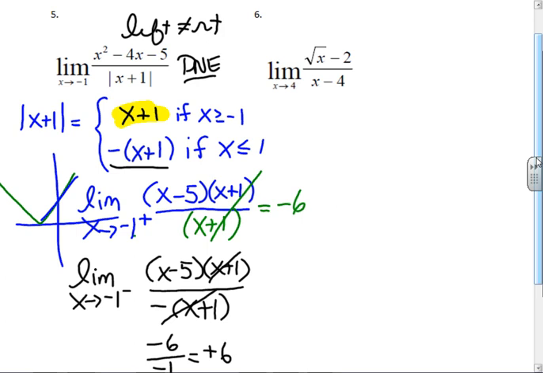Okay, what did you do with this one? By the way, what's the answer to this one? Yes. What did you multiply by?